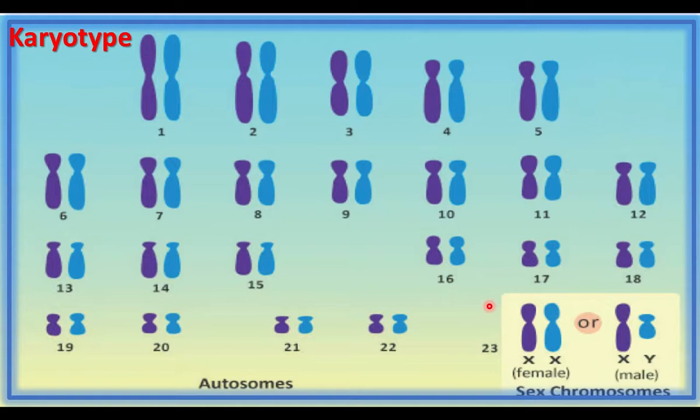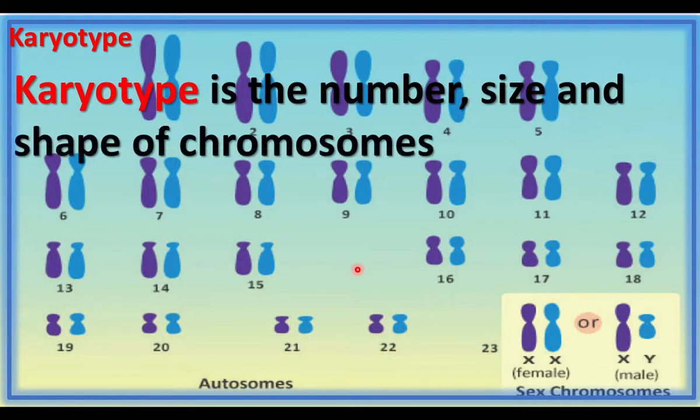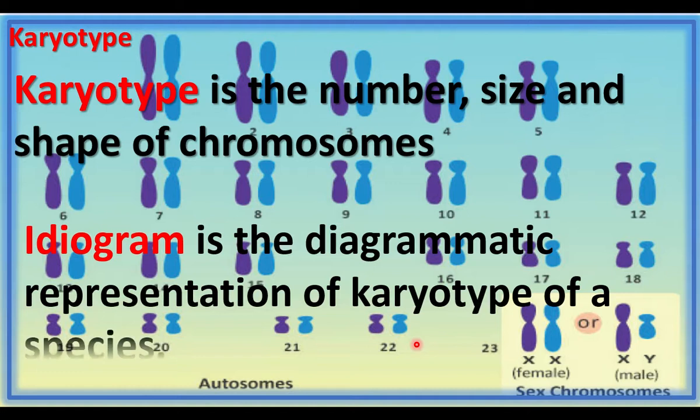During cell division at metaphase, the chromosomes are arranged at the middle. The metaphase chromosomes are isolated and arranged in pairs. This is called a karyotype. If we take a photograph or a diagram, that is an ideogram. What we see here is a karyotype. Karyotype is the number, size and shape of chromosomes. The diagrammatic representation of the karyotype, or a photograph, is an ideogram. Ideogram is the diagrammatic representation of the karyotype of a species.